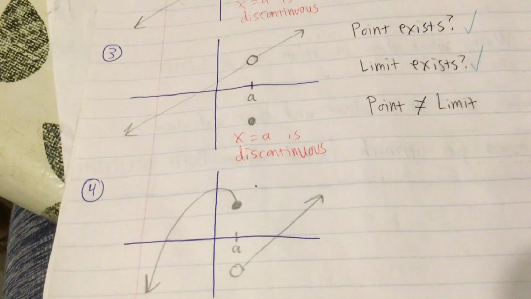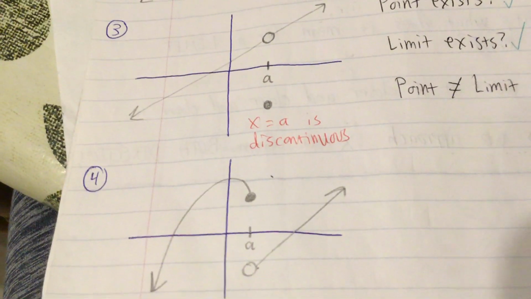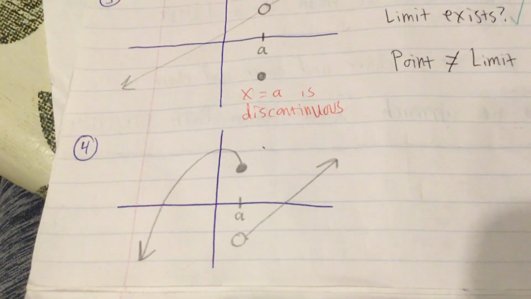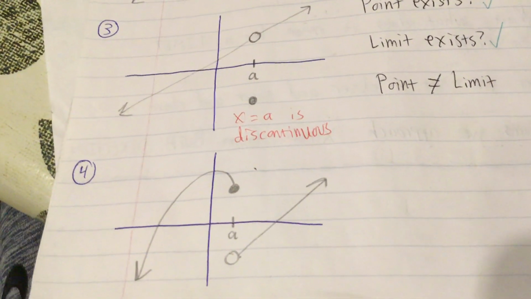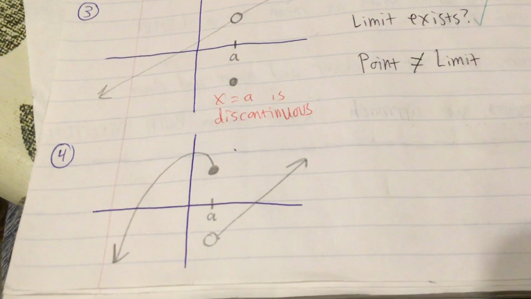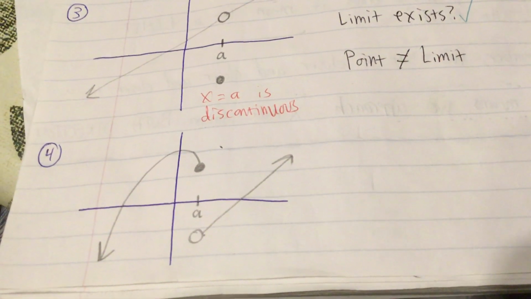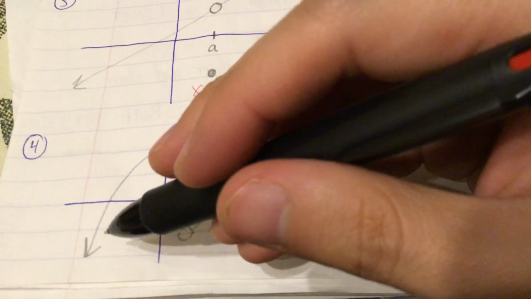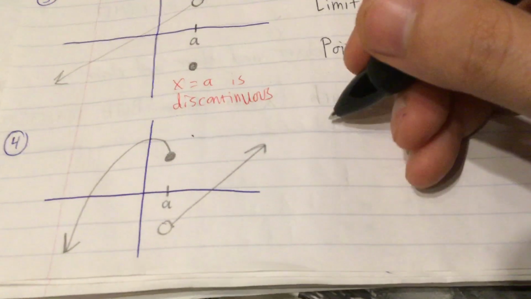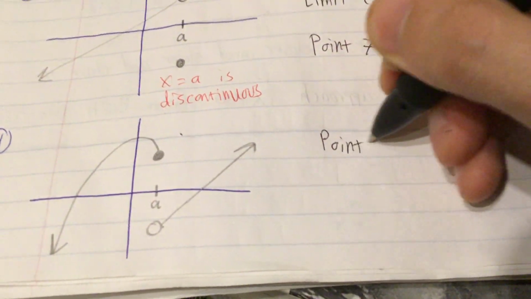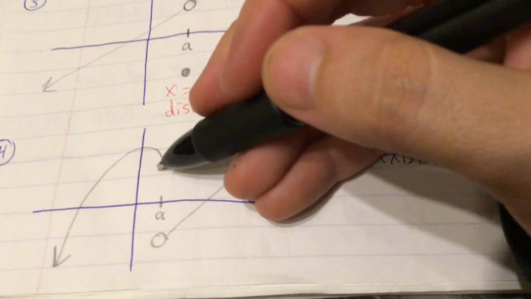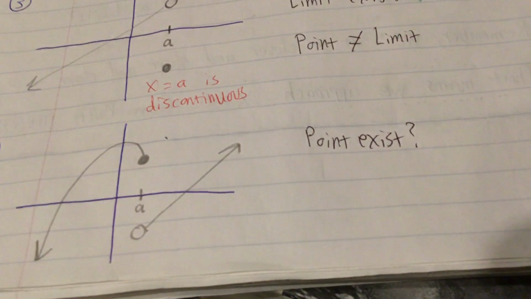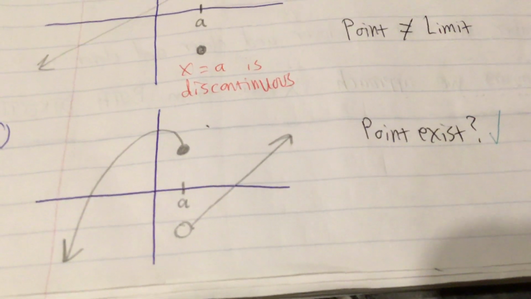Okay, let's take a look at this diagram over here. We'll get to this, not this upcoming test, but the one after, most likely. It's called a piecewise function. Does the point exist? Yeah, right there. Notice something though. So the point does exist. Does the limit exist?